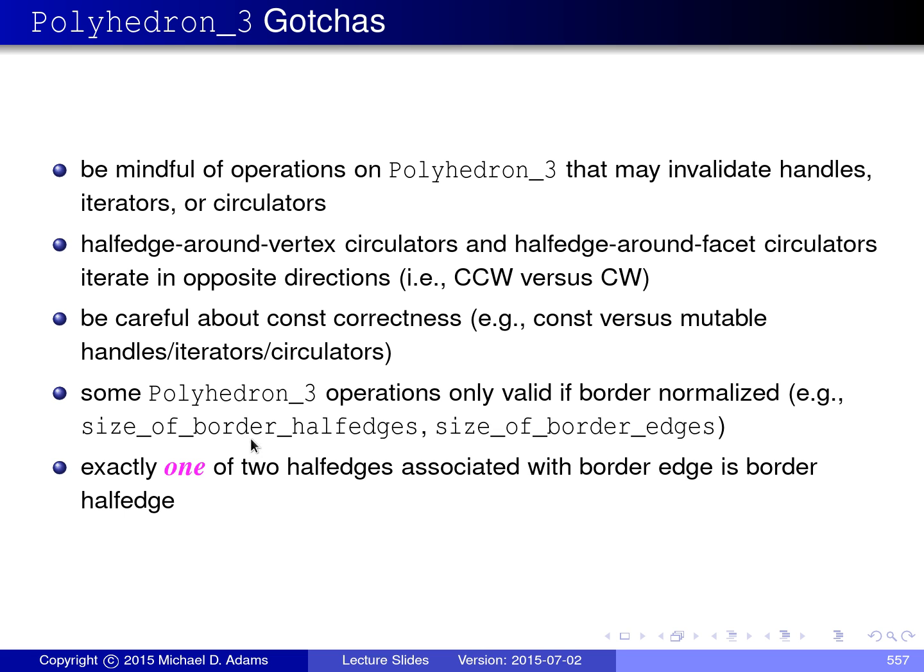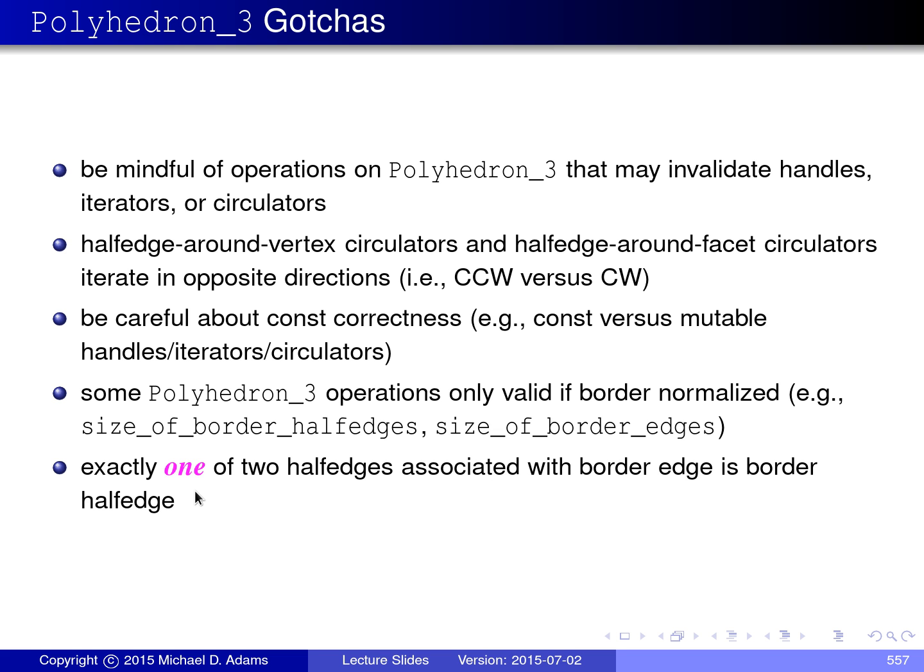The next thing to watch out for is that some polyhedron 3 operations are only valid if the border is normalized. Some examples of such functions are size of border half edges and size of border edges. There are a few other functions as well. These functions will only work correctly if the border is normalized.